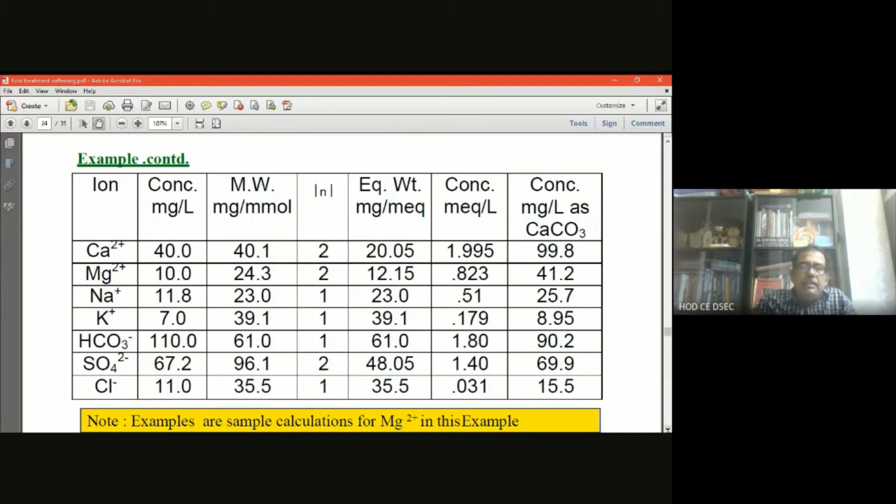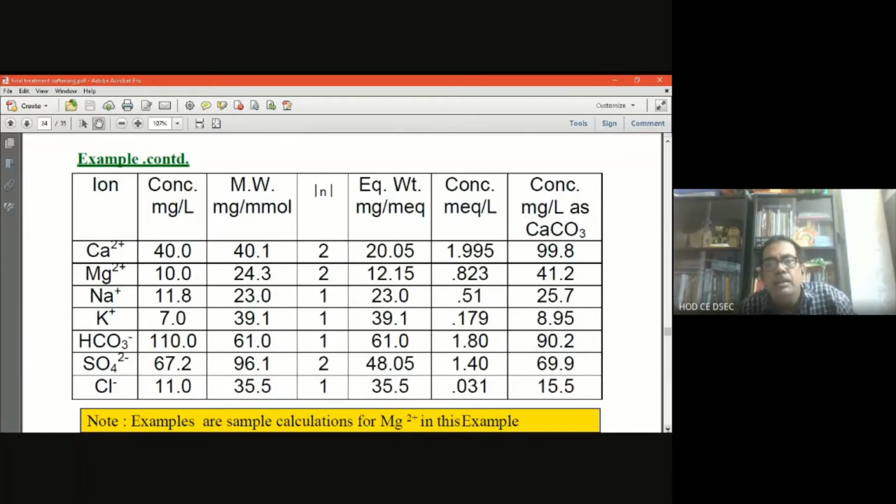Similarly, the equivalent weights of calcium, magnesium, sodium, potassium, bicarbonate, sulfate and chloride have been found out. Like chloride ion, what is the molecular weight? 35.5. And what is the valency? Valency is 1. So definitely the equivalent weight is 35.5. Like bicarbonate, HCO3 minus. What is the molecular weight? It is 61. And what is the valency? HCO3 minus means minus 1, that means 1 valency. So the equivalent weight is 61.